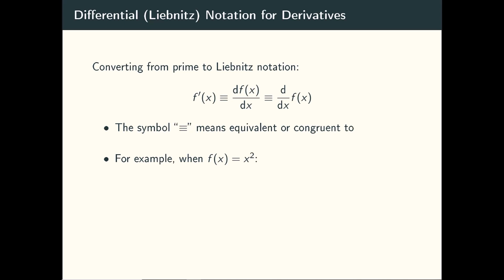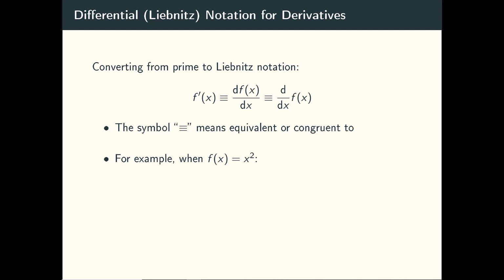And in Leibniz notation, it's always written as a fraction. The numerator tells us which function we're going to take the derivative of. And so right here, we see we've got df of x, so we're going to take the derivative of f of x. And we're going to take the derivative of f of x with respect to x, which is why we have the dx in the denominator. You can notice that the x and the f of x are in italics, while the d for derivative is not. It's in plain text.